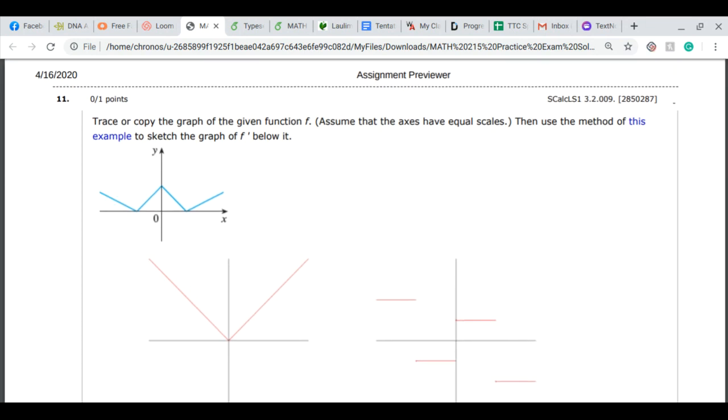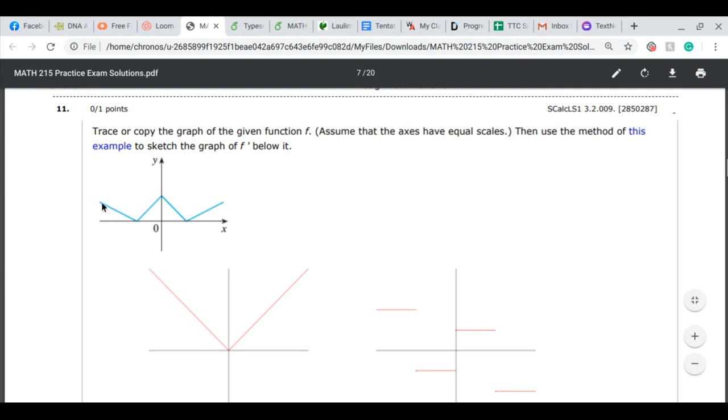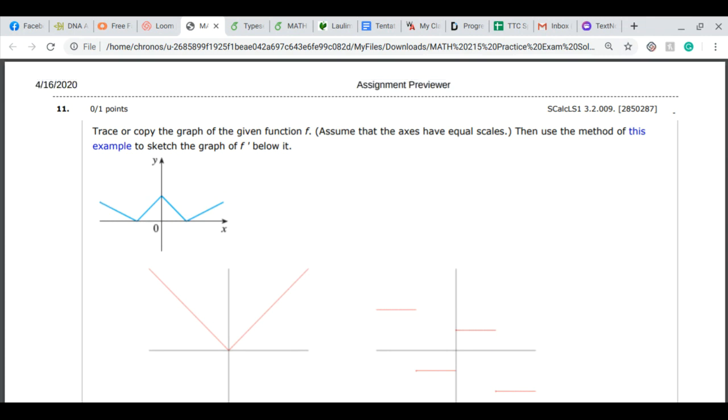Number 11, trace or copy the graph of the given function f. Then use this method of the example to sketch the graph of f prime below it. So here, what do we notice? This is a graph of lines. So lines, what do we know about lines? They have constant slope. That's very important. Lines have constant slope.